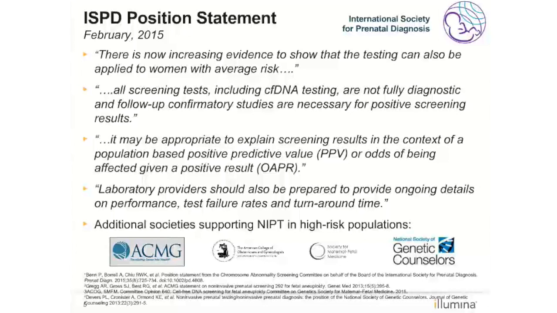There were a few new points included as well. First, they support offering NIPT to women of all risk levels based on supportive evidence. Second, they state that explaining the results in the context of a population positive predictive value or odds of affected given positive results is appropriate. And lastly, with regards to additional test offerings, they state that when cell-free DNA screening is extended to microdeletion and microduplication syndromes or rare trisomies, testing should be limited to clinically significant disorders or well-defined syndromes.